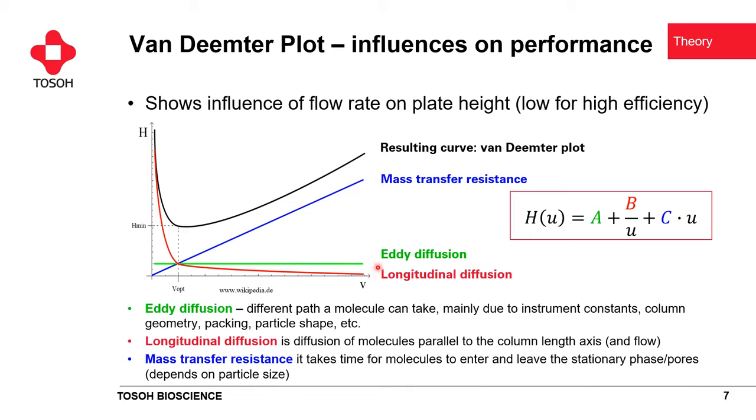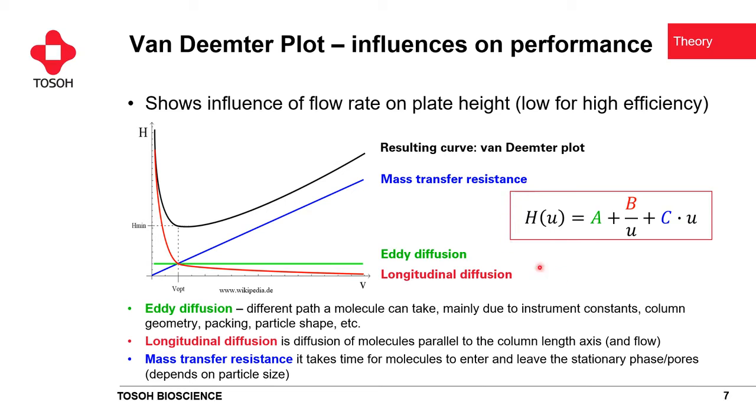The Van Deemter plot, one is shown here, displays the plate height, which correlates with the efficiency of a separation, meaning the lower the plate height, the more efficient our separation will be, and how this differs with increasing velocity or flow rate. And what we also see are some graphs that are displayed here, and they represent the different terms of the Van Deemter equation, and those terms represent the influencing parameters that we have on the plate height. This is in green the eddy diffusion, in red the longitudinal diffusion, and in blue the mass transfer resistance.